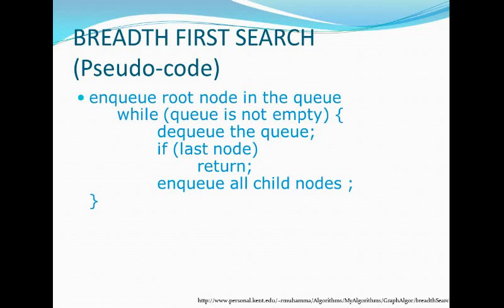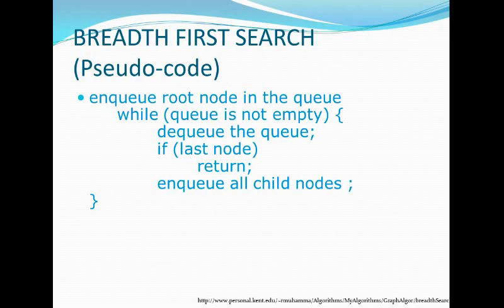Now we are taking a while loop, where the condition is that the queue is not empty. This means that until we have finished our search, until we have reached our last node, our while loop will keep running. Now inside the while loop, the first thing we are doing is dequeuing the queue. Now when we dequeue the queue, there is one node which is dequeued.